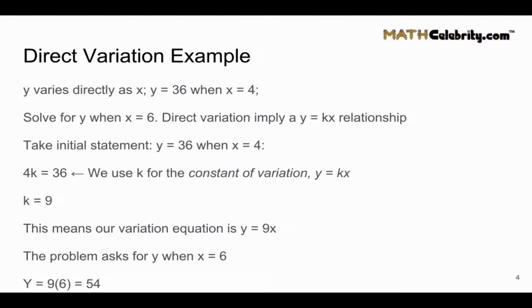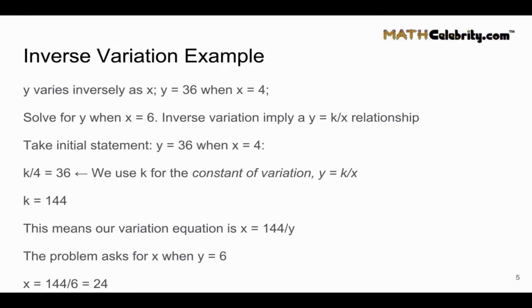I'm going to go back to the previous slide. Direct variation is y equals k times x. Inverse variation is k over x. So remember the inverse or the reciprocal. We start with our initial statement. Y equals 36 when x equals 4.